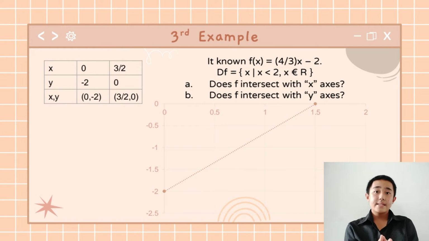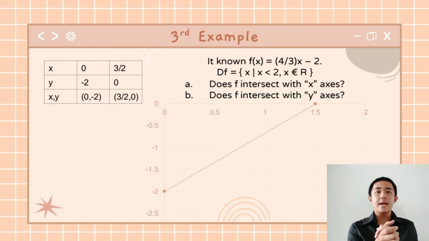We got x is 0 and the other x is 3/2. And it's bigger than the x in the domain. And that's all for the examples.